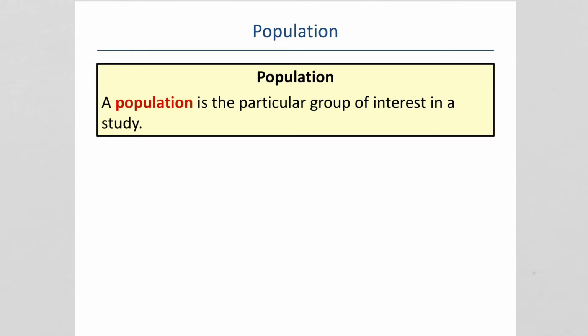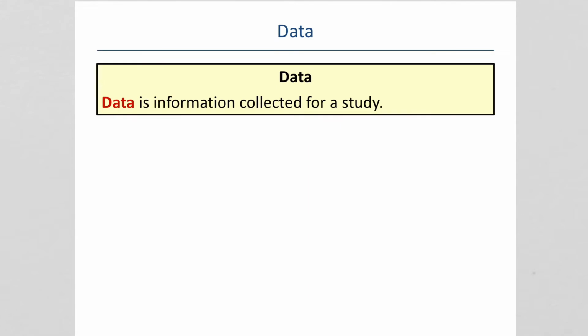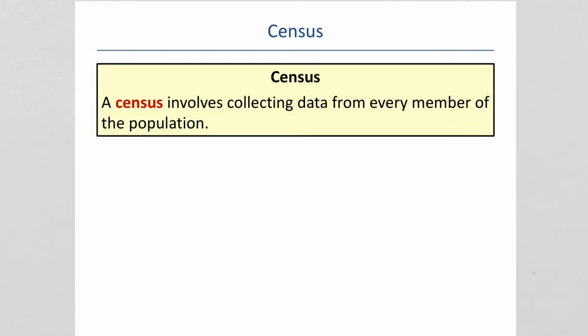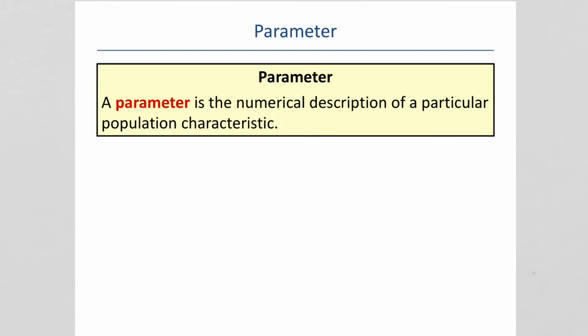So we got several definitions in this section. A population is the particular group of interest in a study. Data is the information collected for a study. A census involves collecting data from every member of the population. A parameter is the numerical description of a particular population characteristic. And we'll look at examples of all these.